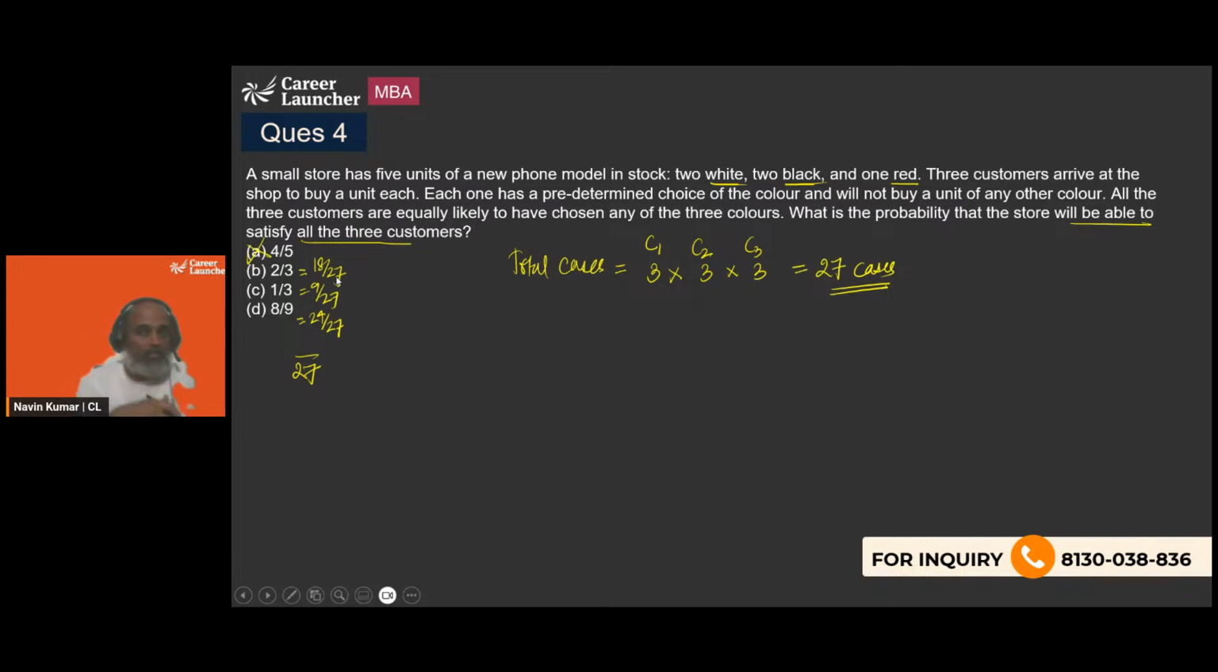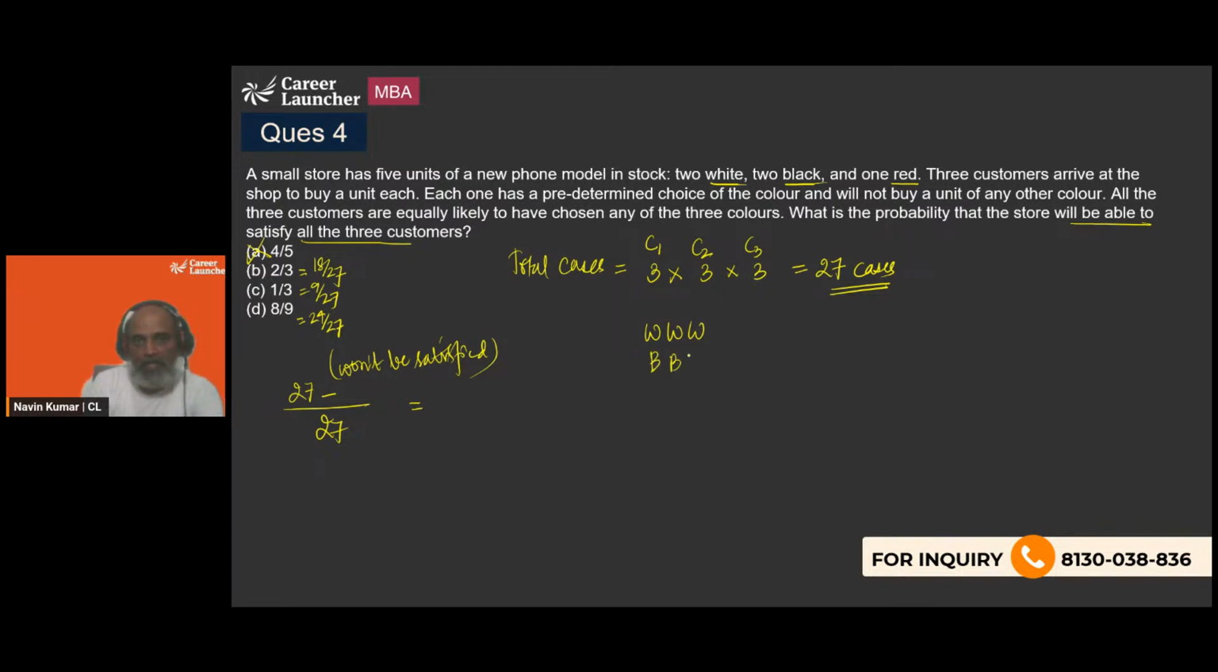So let's find out all those cases where the customers are not going to be satisfied. So out of these 27 cases that we have, we will remove all those cases where the customers won't be satisfied. And if we subtract that, we will get all those cases where customers will be satisfied, isn't it? So when will the customer not be satisfied? When the customer is going to ask me 3 white, when the customer is going to ask me 3 black, when the customer is going to ask me 3 red. All three want red, all three black, all three white, we can't do that, right? So these are 3 cases.